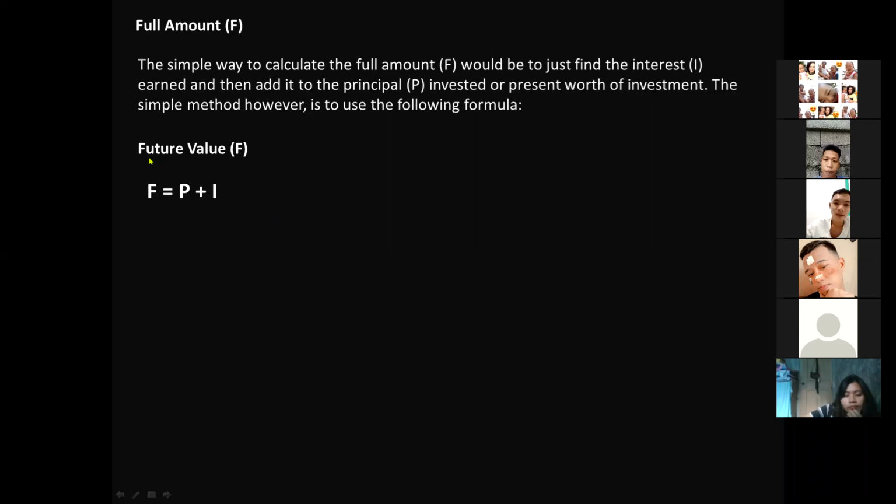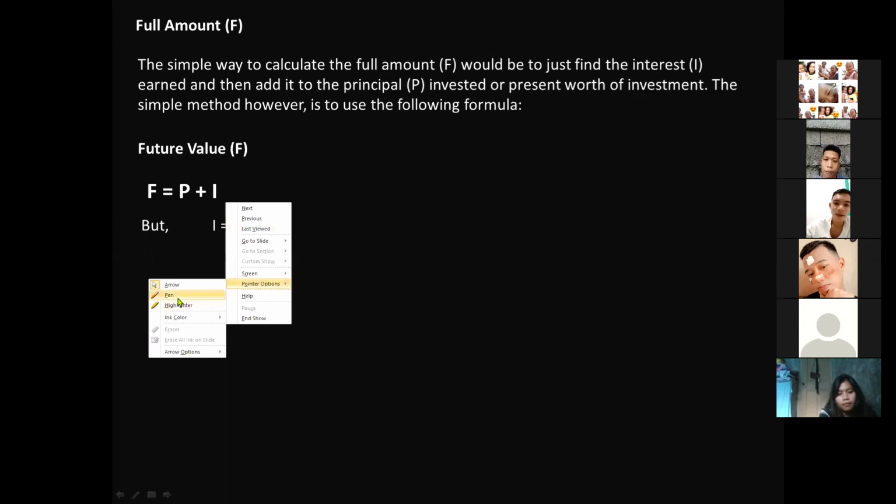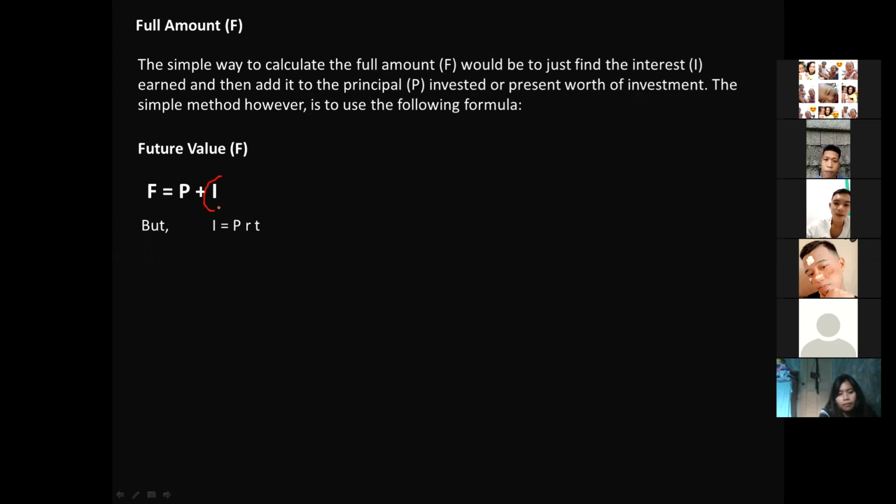Now, let us have some algebra practice here. Alam naman natin ang value ng I, di ba? I is equal to PRT. Sabi dito, F is equal to P plus I, but I is equal to PRT. Now, yung I dito, papalitan ko ng value ng I, which is PRT. Now, instead na F is equal to P plus I, magiging ganito yan: F is equal to P plus PRT.